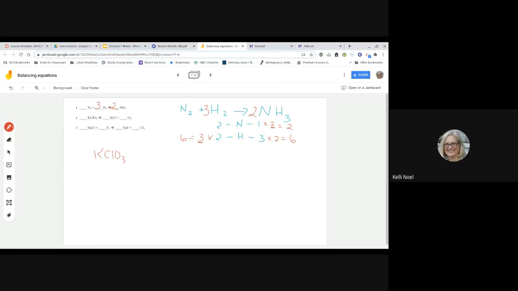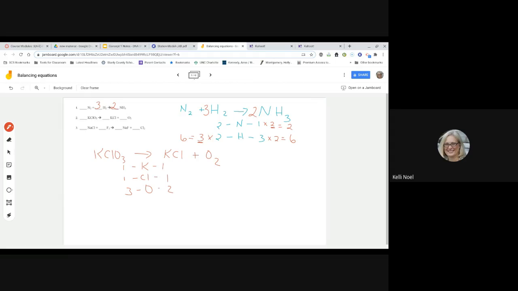KClO3, that's a lowercase l, yields KCl plus O2. So KCl is together because it's a lowercase l, not an uppercase I, and an O. This side I have 1 K, 1 Cl, 3 O's. 1 K, 1 Cl, 2 O's.